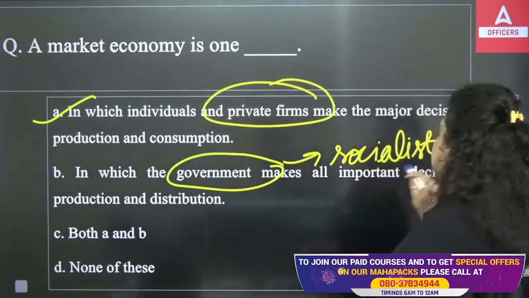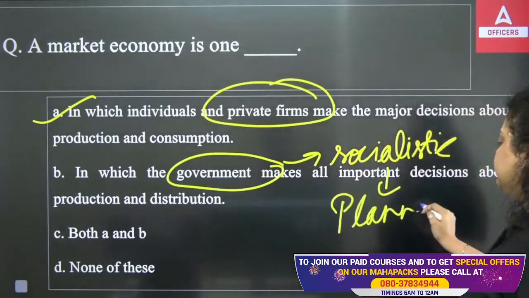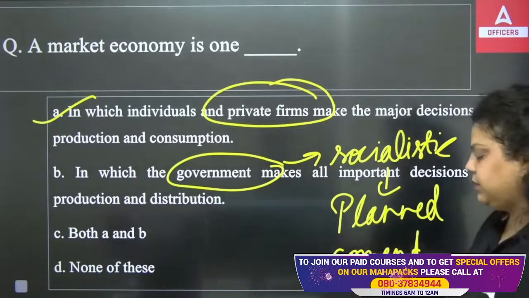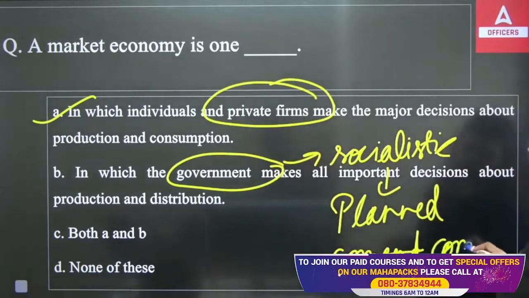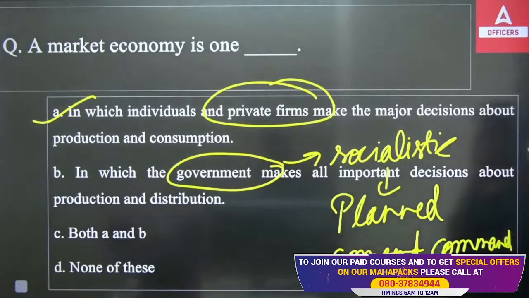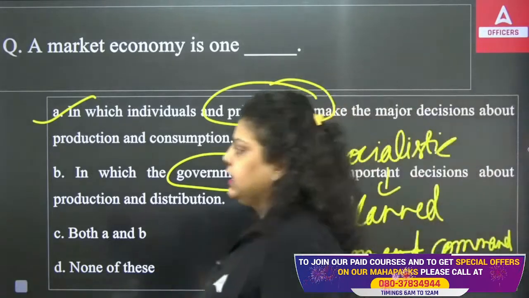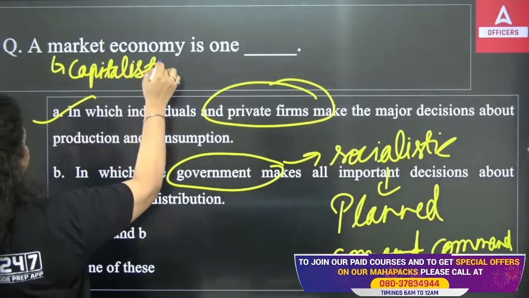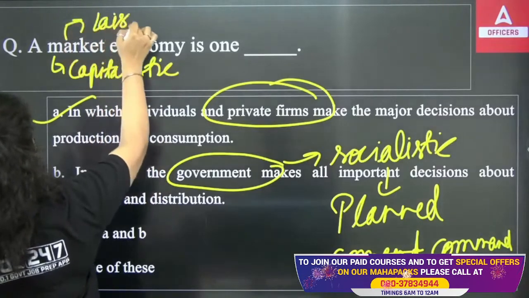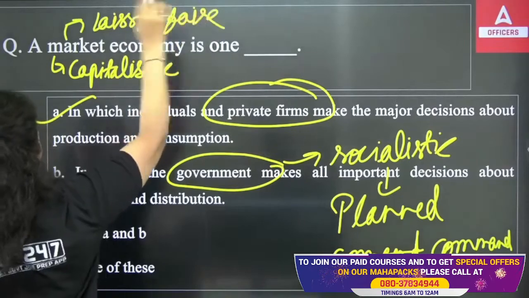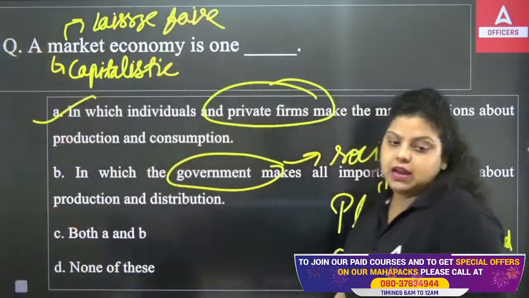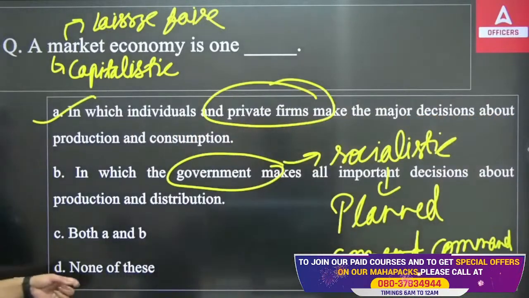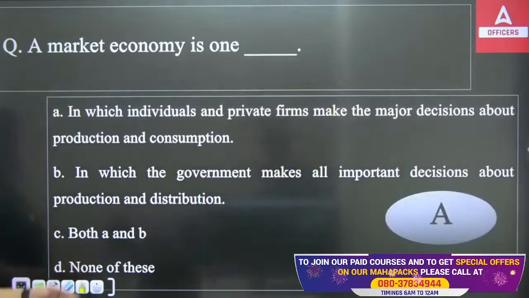And other names of socialistic economy are planned economy and command economy. These are the 3 names. Achha, one second. I will write it like this: command economy. So these are the 3 names of socialistic economy. Market economy is also known as capitalistic, or you can call it laissez-faire economy. And the mixed economy is known as a dual economy. Mixed economy has another name, dual economy. So these are the other names, and the right answer will be option A, because market means capitalistic, which means private industries are running the economy.